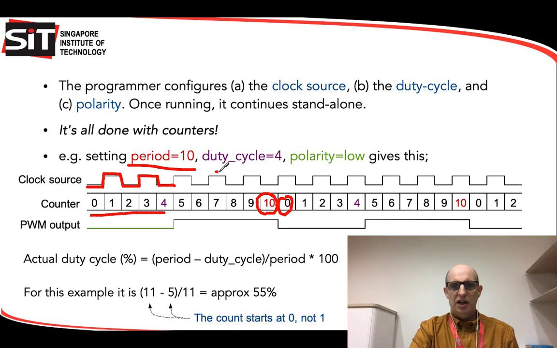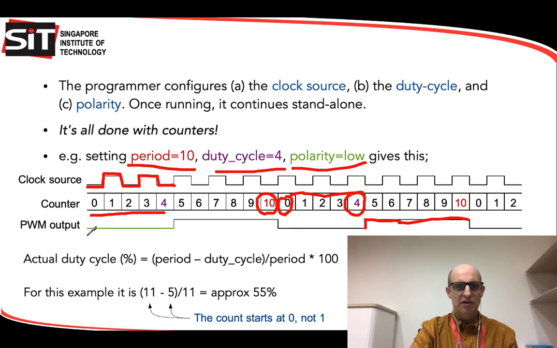We've set the duty cycle to 4, so after it's set to 0, then it counts 1, 2, 3, 4. And then it toggles the output to be high. Why do I know it toggles the output to be high? That's because we set the polarity to low. So the thing starts its output low.